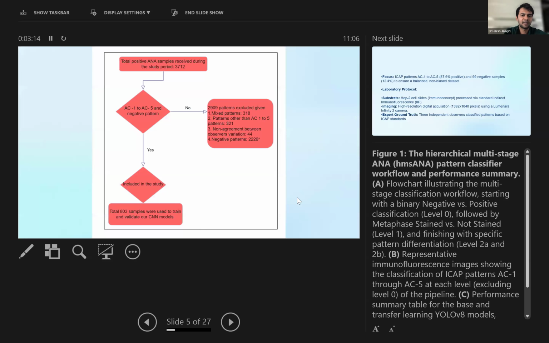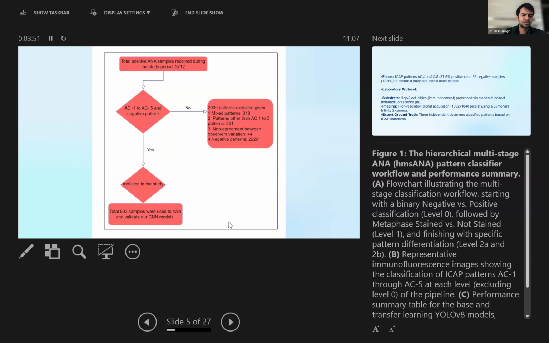So here we can see we had received around 3,712 ANA patterns. Out of those, 2,909 were excluded because these patterns were mixed patterns. Our AI wasn't ready. It was a very fresh CNN network. 322 patterns were other than AC1 to AC5, and three observers were reporting the ANAs. So, if they had any disagreement, those images were removed. So, around 44 images were removed because of non agreement, and negative patterns were around 2,226.